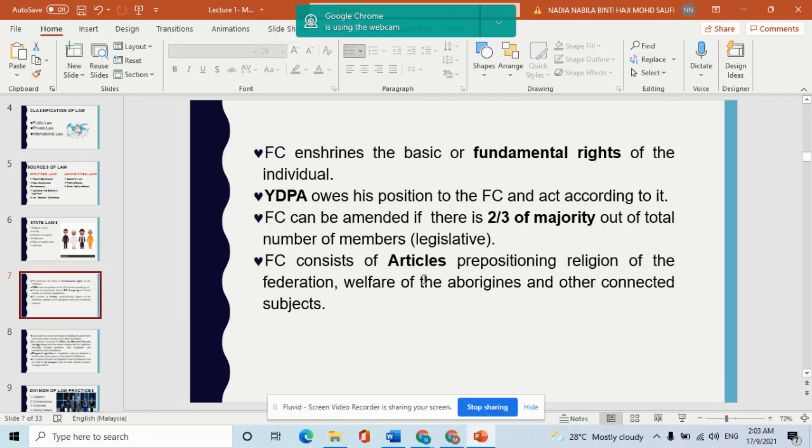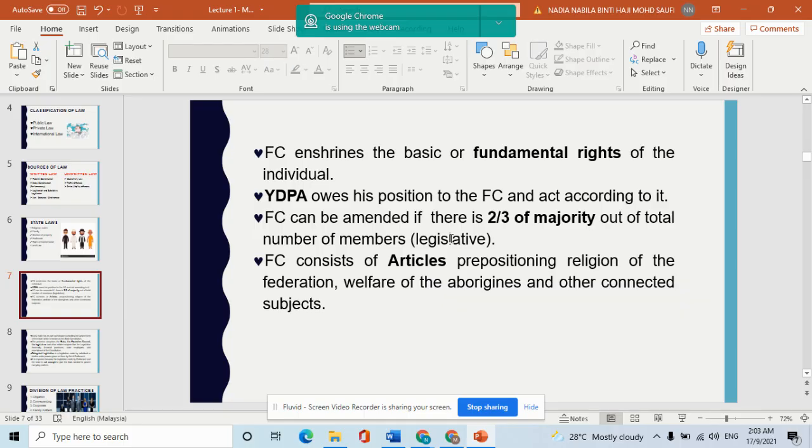Okay, let's proceed. The FC enshrines the basic or fundamental rights of an individual in Malaysia. The YDPA owes his position to the FC and acts according to it. YDPA here, Yang di-Pertuan Agong, means the head of the country. His position is owed to the FC, meaning that whatever his roles and duties are, they are all listed or discussed in the FC already. So what he can do as YDPA, as head of the country, is to follow through his duties as stated under the FC.